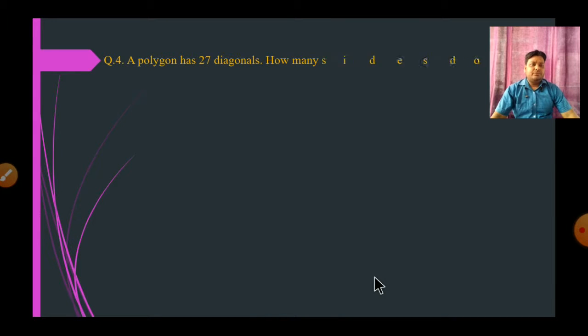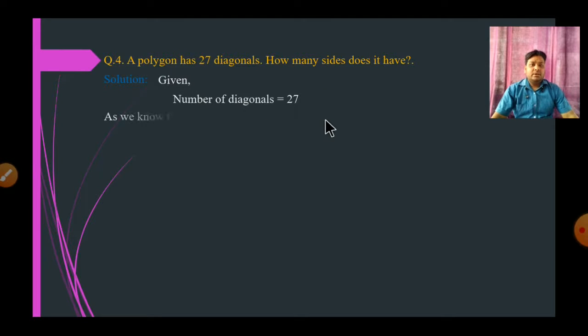Question number 4. Here a polygon has 27 diagonals. The number of diagonals is given and we have to find the number of sides. Okay. So at first we will write what is given. Number of diagonals is 27. Now we know that the number of diagonals is equal to n(n minus 3)/2. We have just solved some questions based on this, but in that question we had to find the number of diagonals. But here the number of diagonals is given and we have to find n.